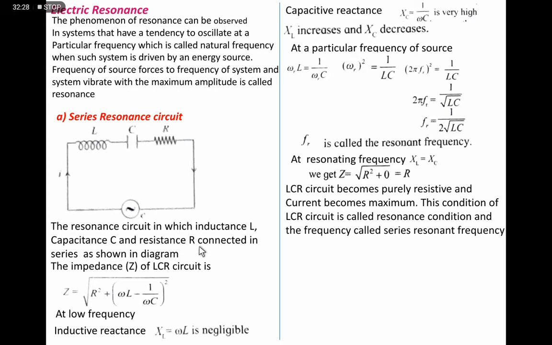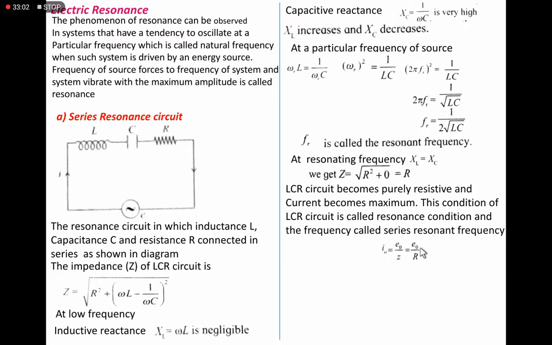Remember, here the impedance becomes equal to resistance, means the effective resistance across the LCR circuit is minimized, means it becomes equal to the resistance in the circuit. It is a negligible resistance in the AC circuit. If the resistance decreases, the current becomes maximum. This condition in the LCR circuit is called the resonance.